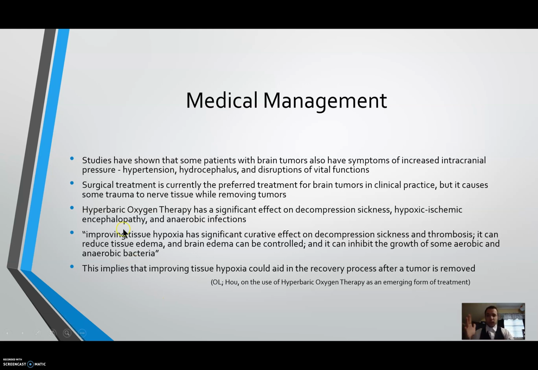But there are some new advancements. There's research into hyperbaric oxygen therapy. And if you remember from earlier, I mentioned that an individual with a brain tumor, especially once it's excised, is going to have that cerebral edema. And what they found with the hyperbaric oxygen therapy is that it reduces the edema in the cerebrum, or in the cerebral tissues. And this is likely due to a hypoxic effect.